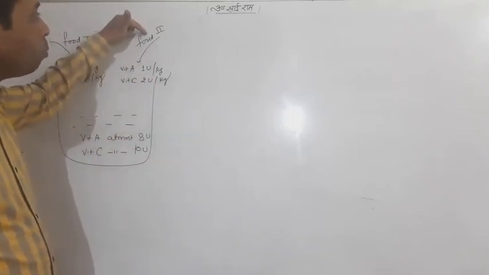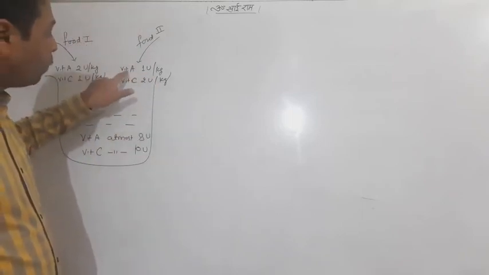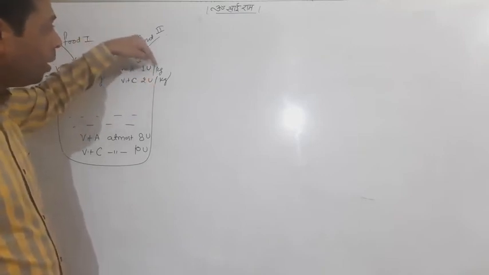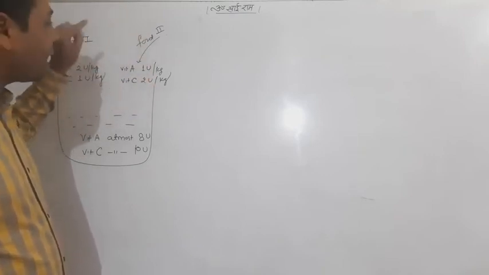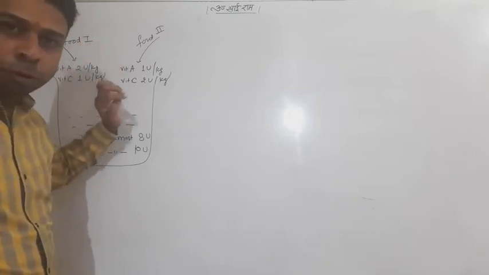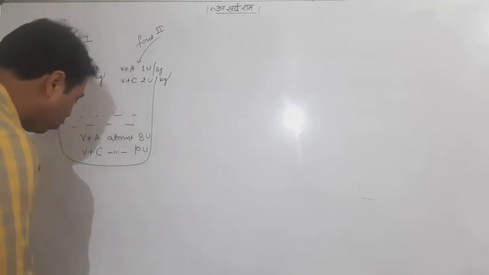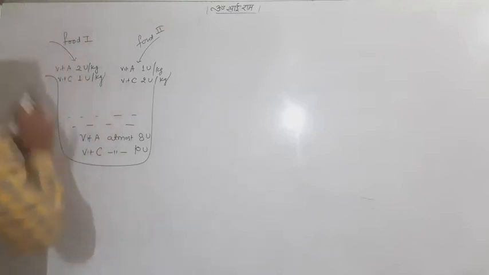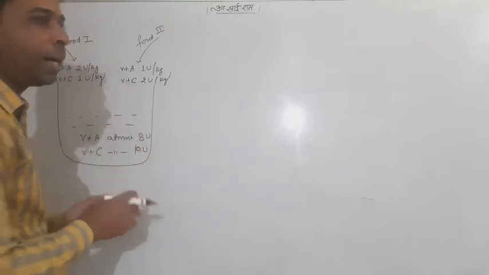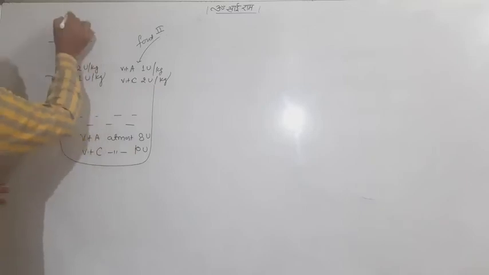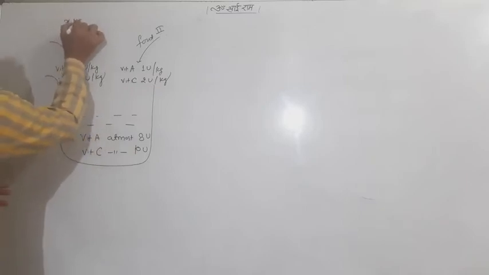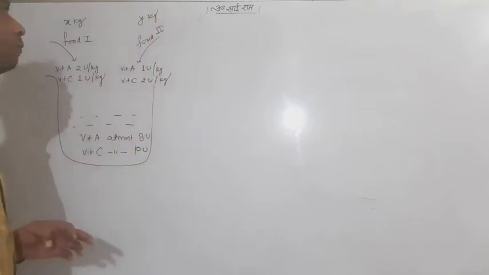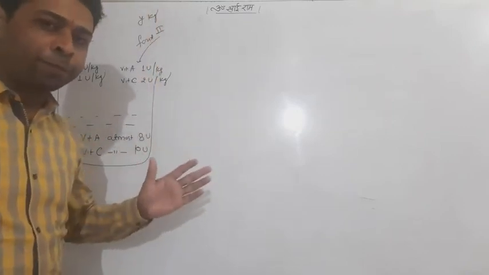Food 2 has vitamin A 1 unit per kg, meaning how many kg of food 2 you take decides both vitamin A and vitamin C. So that's a very simple thing. Initially it looks tough, but it is not. Let me explain. Suppose the quantity of food 1 in the mixture is x kg, and the quantity of food 2 in the mixture is y kg.